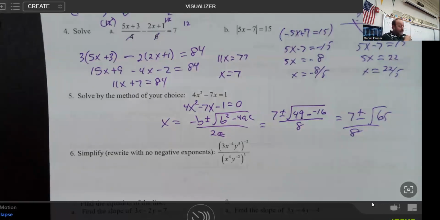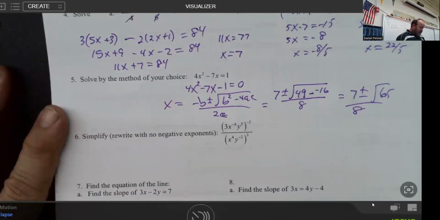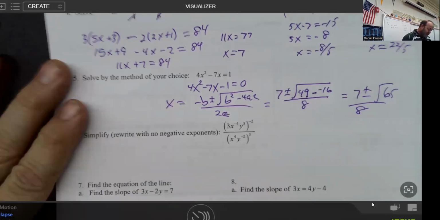That would be plenty good. If you chose to do completing the square, you will get the same answer. So let's just keep going. Maybe we'll see if we can finish this up a little bit.